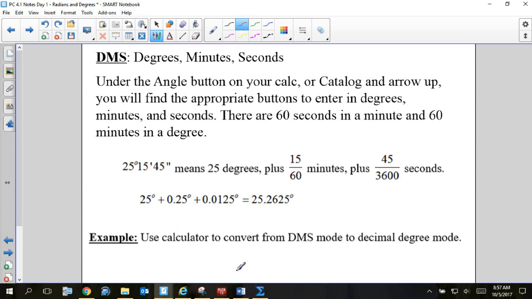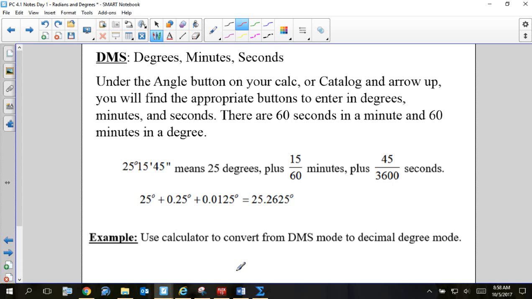So minutes are each 1/60th of a degree. It's really small. And seconds would be 1/3600th of a degree, a really, really teeny tiny part. Seconds are 1/60th of a minute. So to do this by hand, we would need to take the 15 and put it over 60 and find that decimal, and then take 45 and put it over 3,600 and find that decimal, and add them all together. We're not going to do it by hand, though. We're going to do it on the calculator. The calculator will do it for you, but this is what the calculator is doing.